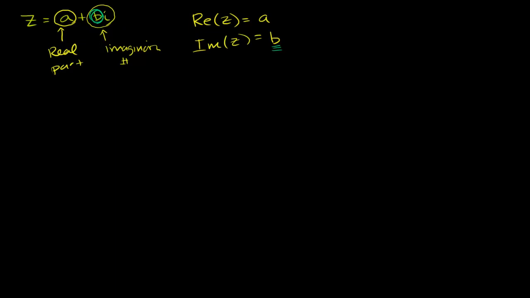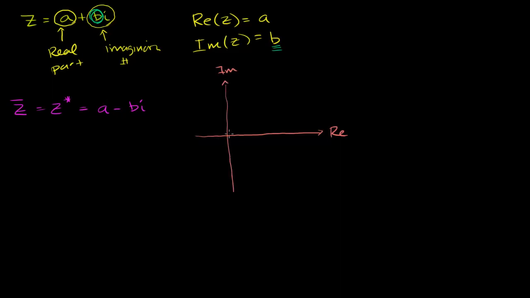So if this is z, the conjugate of z would be denoted with z with a bar over it. Sometimes it's z with a little asterisk over there. That would just be equal to a minus bi. So let's see how they look on an Argand diagram. So that's my real axis, and that is my imaginary axis.